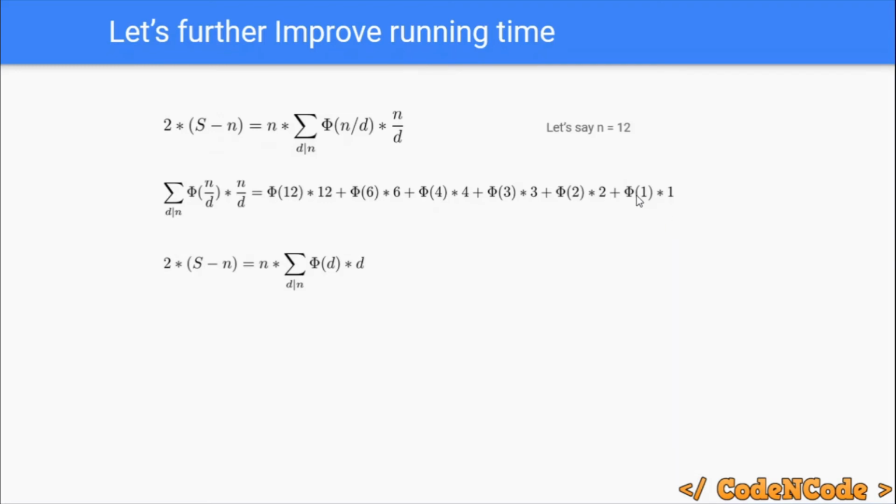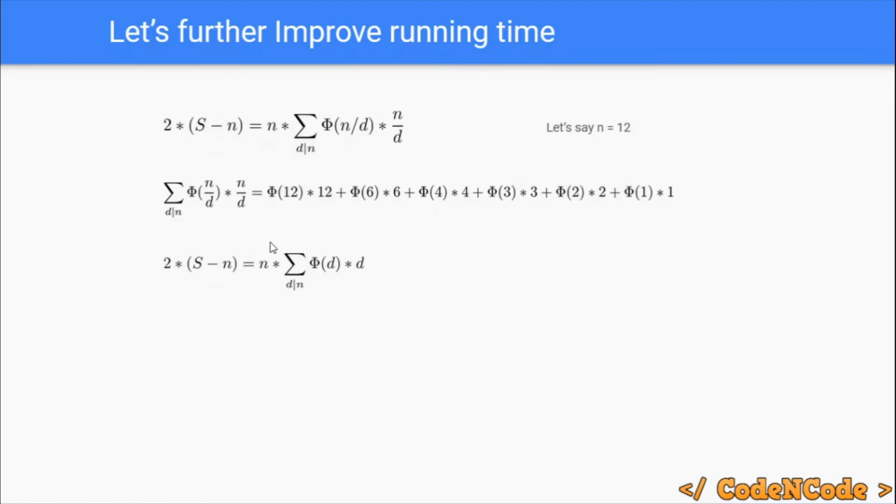Why 1? Because phi of 1 is 1, and 1 times 1 is going to be 1. This is the term that we don't want, because we don't want to evaluate this on d equal to n, and on d equal to n, this is what we are getting. So after evaluating this, we are going to subtract 1 from it, because of phi of 1 times 1, and phi of 1 is 1, so 1 times 1 is 1. So after evaluating this expression, before multiplying with n, we would remove 1 because of this.